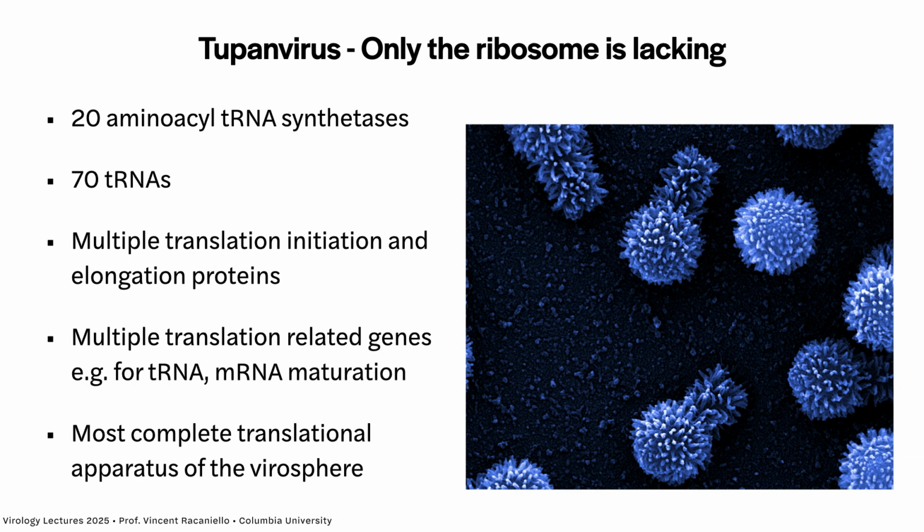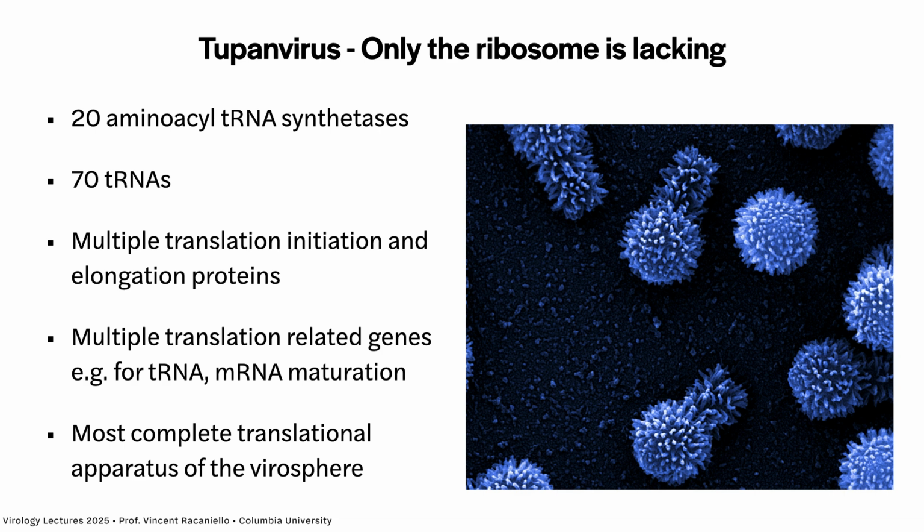It encodes 70 tRNAs, multiple translation initiation and elongation proteins, multiple translation related genes like for tRNA and mRNA maturation. Basically, it encodes the most complete translational apparatus of the virus sphere. The only thing that is not encoded is the ribosome. It's got everything else, but no ribosome. So why do we have these extra proteins?